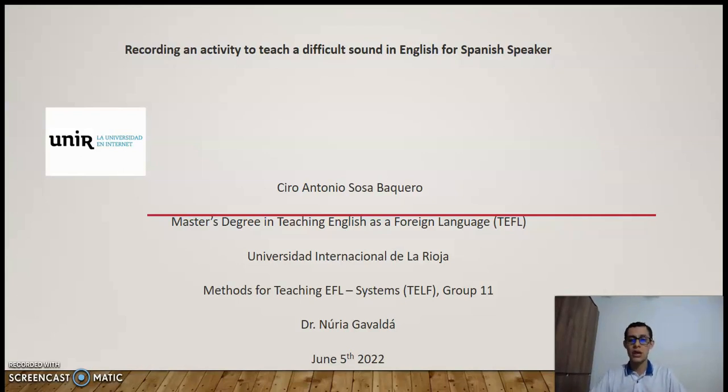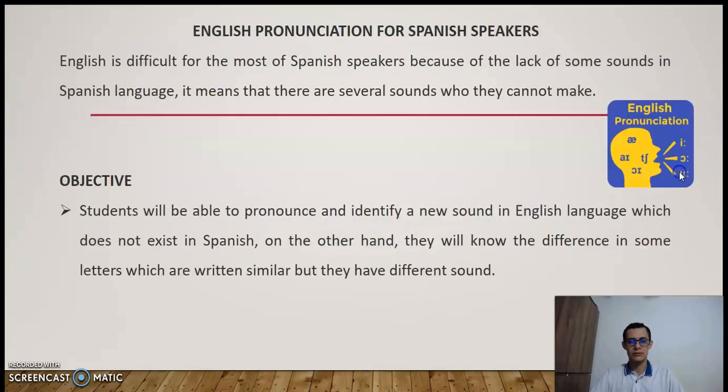Here from Colombia, I'm going to talk about my recording activity to teach difficult sounding English for Spanish speakers. So let's start. English pronunciation for Spanish speakers. English is difficult for most Spanish speakers because of the lack of some sounds in the Spanish language. It means that there are several sounds they cannot make.